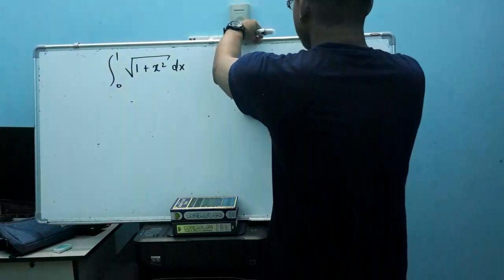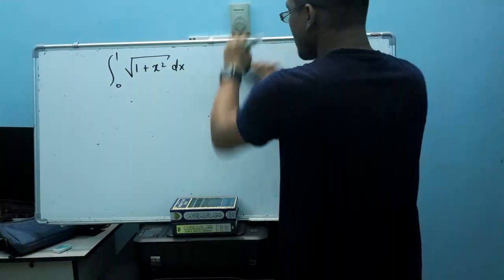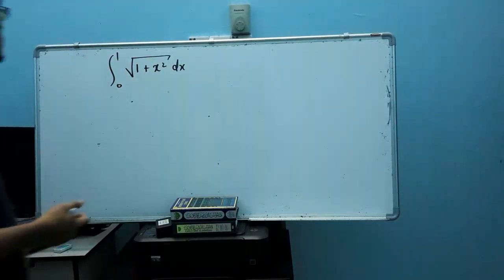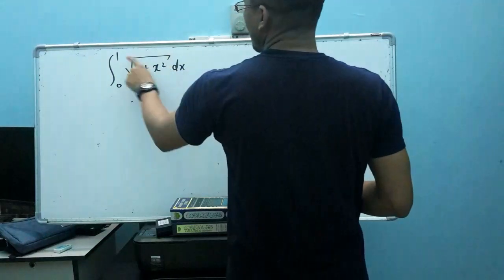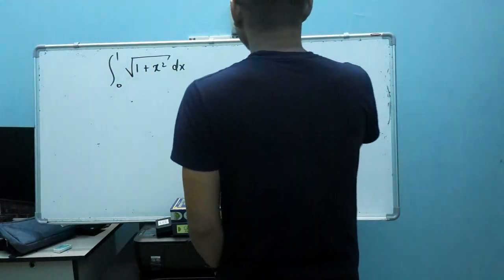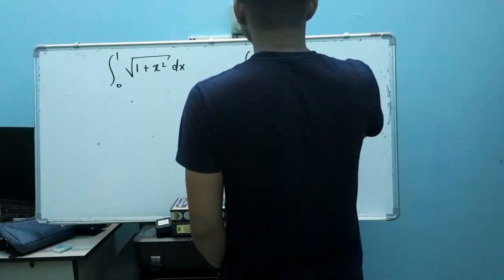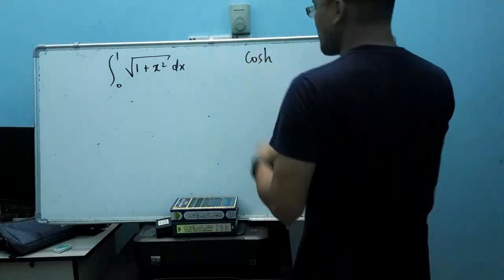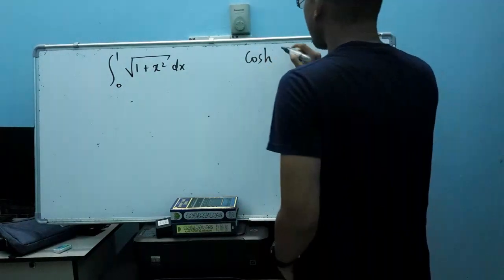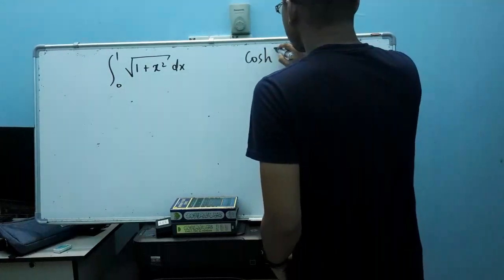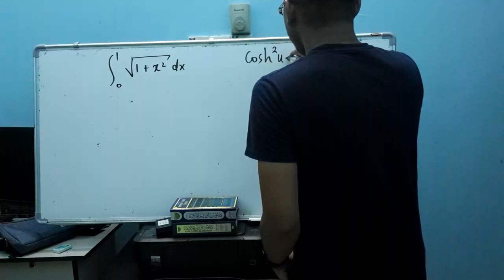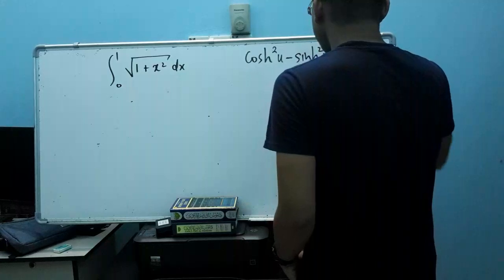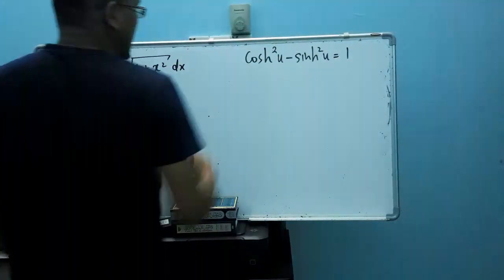So now, how can we use the substitution method here to solve such an integration? Of course, since you have something like 1 plus x squared, and then you have a square root here, you can use such an identity. Which identity? The identity of hyperbolic functions. So I will have cosh squared u minus sinh squared u is equal to 1. So we will use such an identity here.